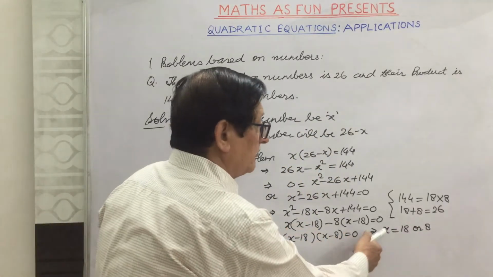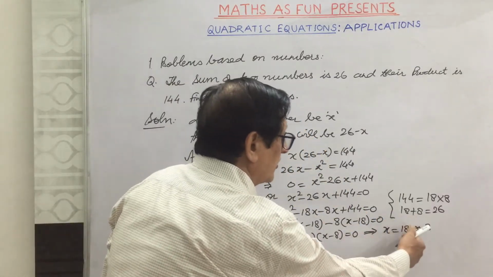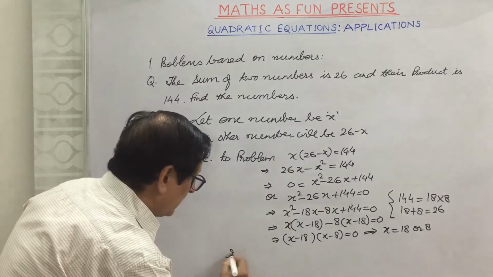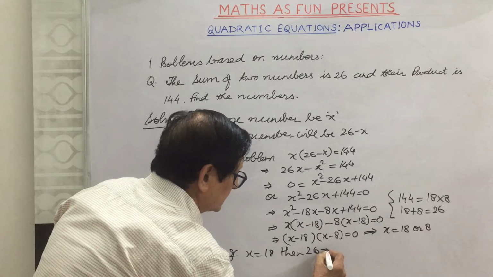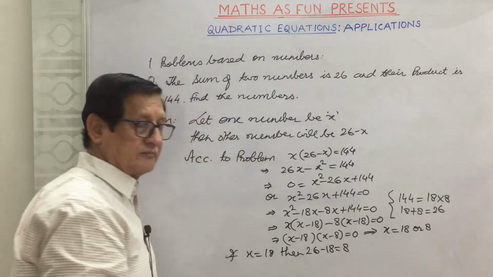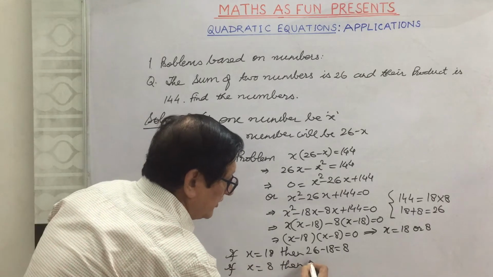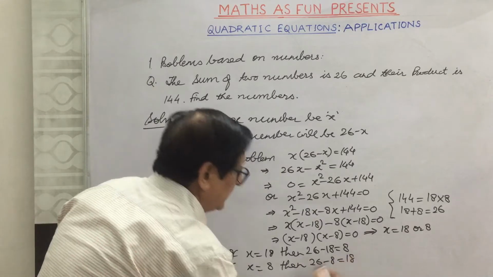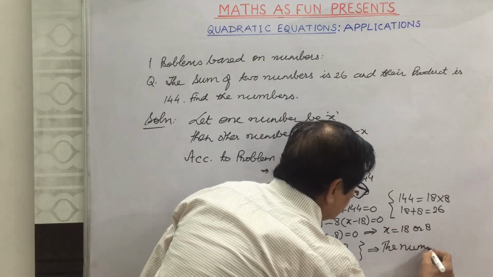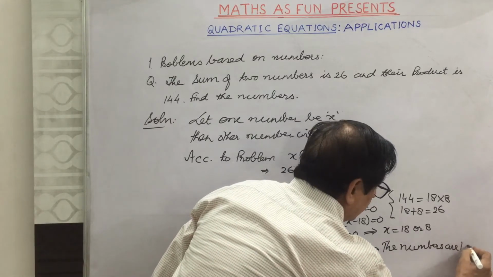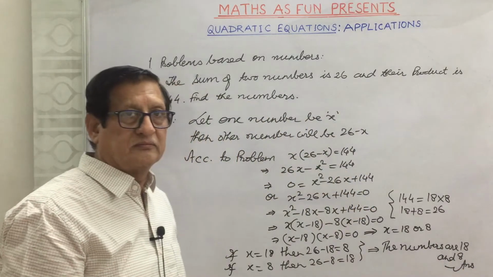Now, according to the problem, we have considered x as the first number. So we will consider either 18 or 8 as the first number. So we write, if x is equal to 18, then 26 minus 18 will be equal to 8. And if x is equal to 8, then 26 minus 8 will be 18. So this implies that the numbers are 18 and 8, and this is the answer to the problem.